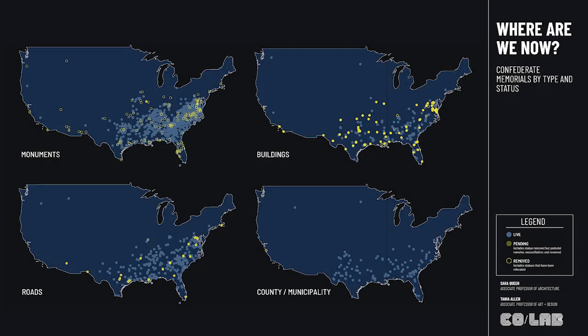A closer look, which isolates the four most prominent types of memorials, reveals which types are most abundant, monuments and roads, and which types have been removed at greater rates, monuments and buildings. These differences speak in part to what is easiest to remove or rename. A building is much simpler to rename than a town, but also speaks to which types of memorialization we're most aware of and which ones have received the most pressure for removal.